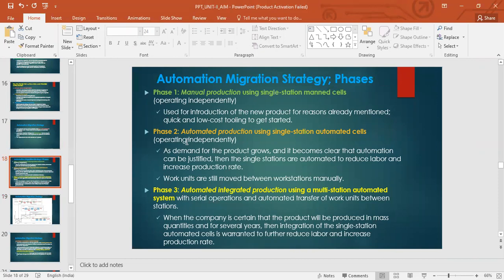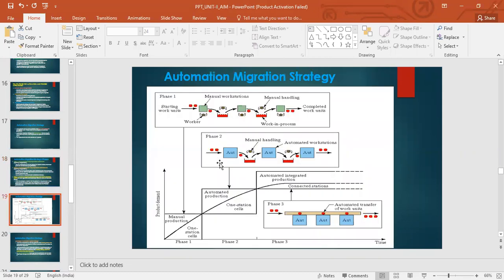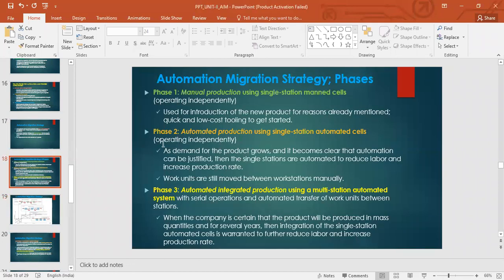Because the material handling is also manual, right? Still in the second phase you have manual work handling. We'll see in the diagram. So that's why we are calling it operating independently. Is that clear? For the first two phases, I've written in the bracket operating independently because they are not connected to other workstations, right? So they are doing their own job irrespective of the other workstations.